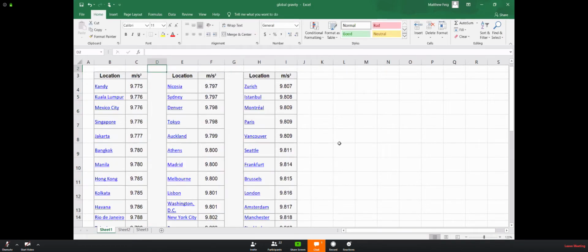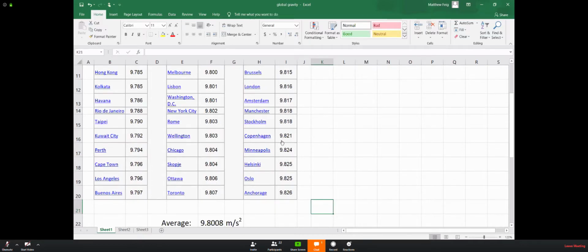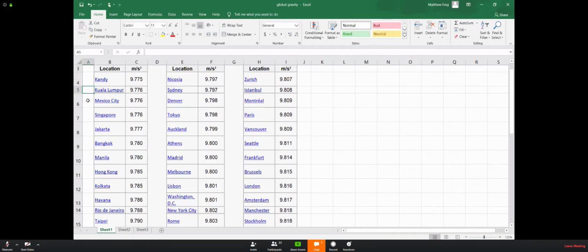And you might just look at this. They're arranged from lowest values on the left, getting bigger as you head down the column. So the biggest values are down here on the right. By the way, Minneapolis, Minnesota is one of the higher ones on this list, 9.824. You guys get a little bit more workout here in Minneapolis when you go up a set of stairs than if you go up the same set of stairs in Havana, Cuba, or in Hong Kong, Mexico City, Kuala Lumpur, Kandy, which I don't remember where that is.